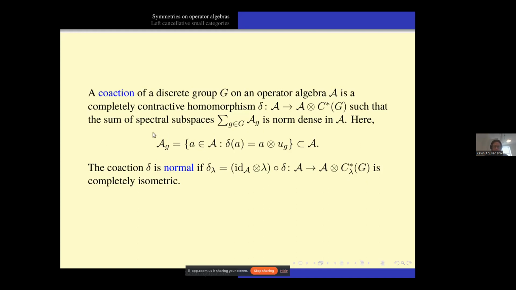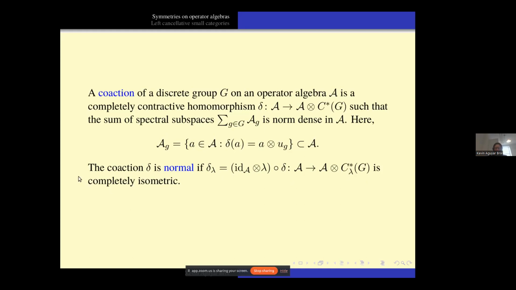And am I right in thinking that what you want is a reduced coaction that lifts, but you are interested in the reduced version? You can think of it like that. In essence, I'm only interested in this map, delta lambda, really.